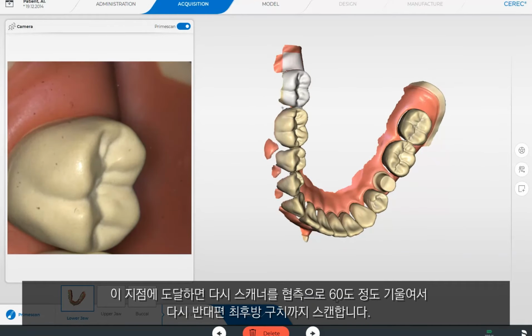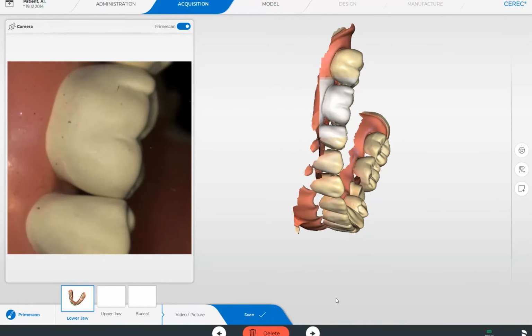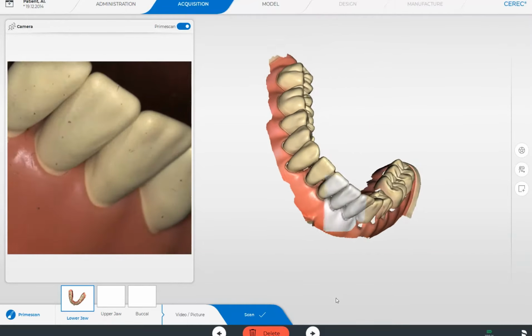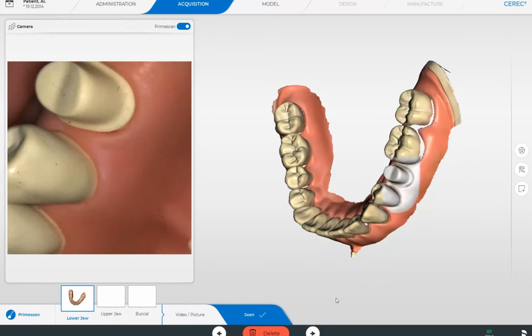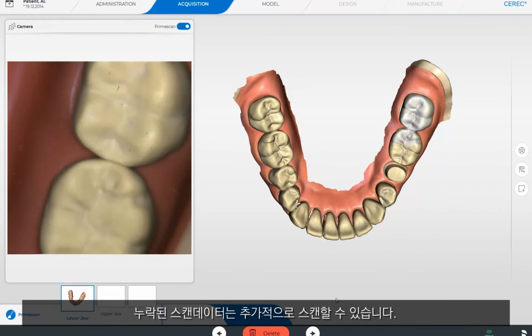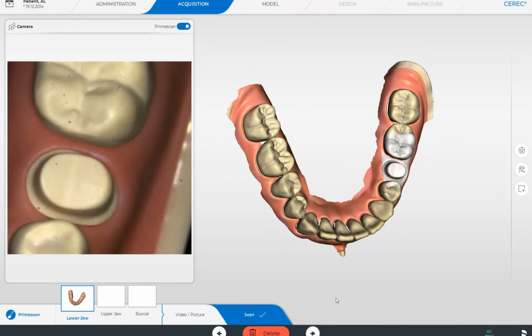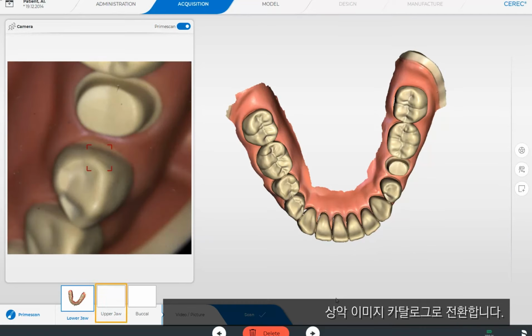After reaching this spot, we sweep the scanner again by 60 degrees to the vestibular and scan back to the most distal tooth on the opposite side. Missing scan data can be rescanned at the end. Afterwards, we switch to the upper jaw image catalog.